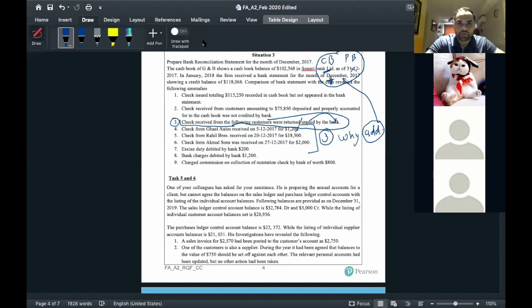All right. So let me repeat again the questions for situation 3, right? A student asked me why transactions number 4, 5, and 6 are added when we are preparing the bank reconciliation statement. In order to understand transactions 4, 5, and 6, we need to read transaction 3 carefully, because all these 4, 5, 6 belong to transaction 3. So transaction 3 says that checks received from the following customers were returned or unpaid by the bank.